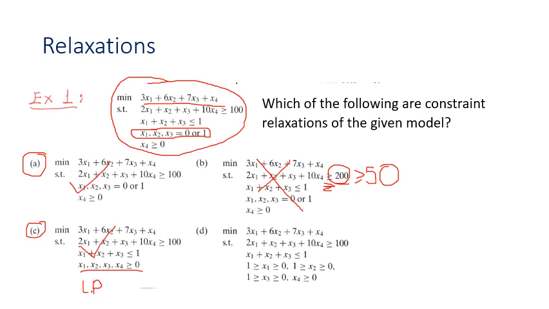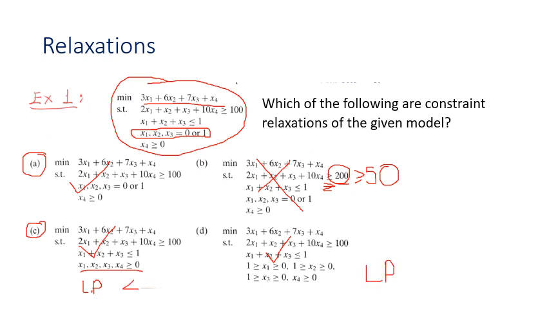What about part D? Again, in part D, we have the same objective function. The first constraint is the same, the second constraint is the same, but when you look at the integrality restrictions, you see x1, x2, and x3 were 0 or 1, but in this, they are all between 0 and 1. So the feasible region is expanded, it's not smaller, it is larger. So x1, x2, x3 in the original model could only take values of 0 or 1, but here they can take 0, 1, and any value in between them. So there are a large number of solutions in this relaxed alternative. So this is also a relaxation, and this is also an LP relaxation.